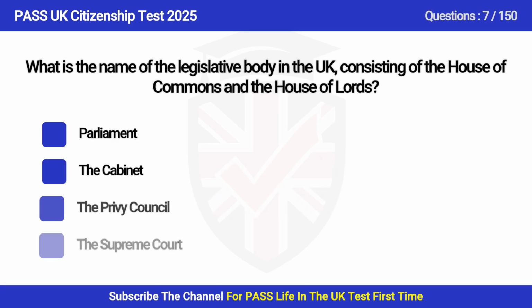Question 7. What is the name of the legislative body consisting of the House of Commons and the House of Lords? A. Parliament, B. The Cabinet, C. The Privy Council, D. The Supreme Court.